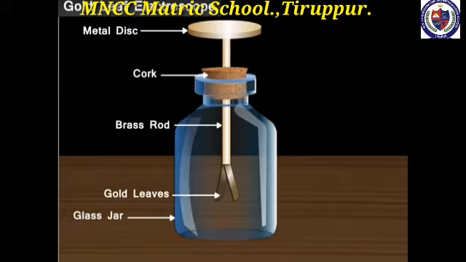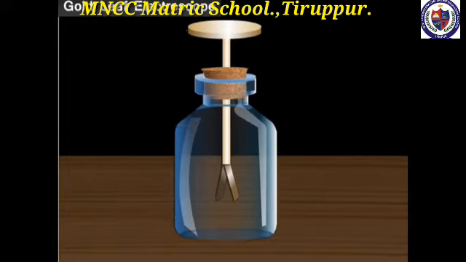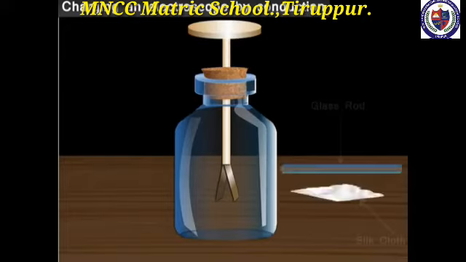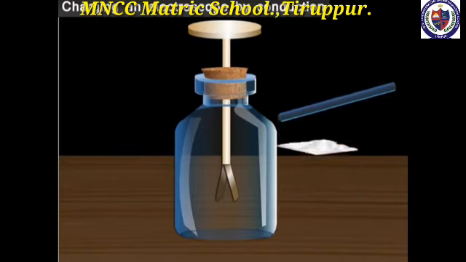Charging an electroscope by conduction. Let us see how an electroscope is charged by conduction. Charging by conduction involves the contact of a charged object to a neutral object. Here we can see a glass rod and a silk cloth. When a glass rod is rubbed with a silk cloth, the glass rod becomes positively charged. Touch the positively charged glass rod with the metallic disc.